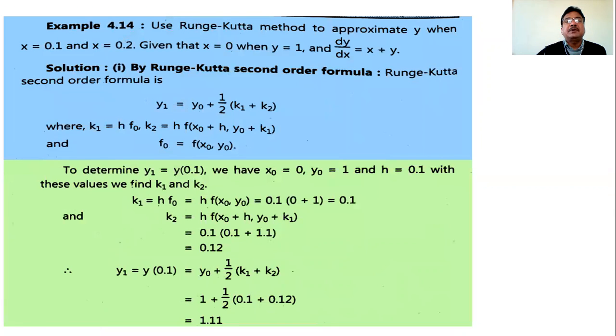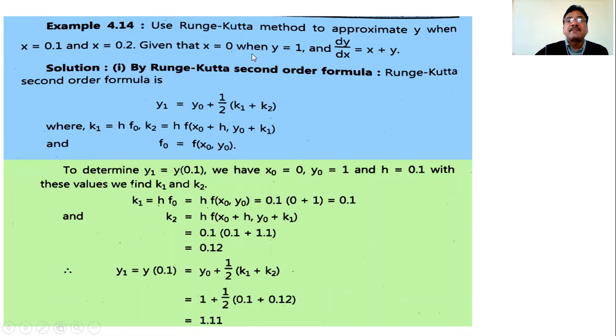So this is the first problem. Use RK method or Runge Kutta method to approximate y when x is 0.1 and x is 0.2, given that x is equal to 0 when y is equal to 1. That is, we have the value of y0 is equal to 1. That is, this is the initial condition.